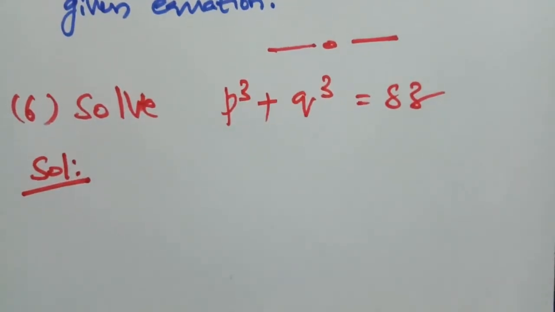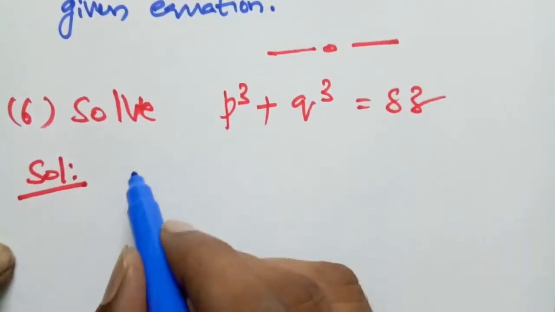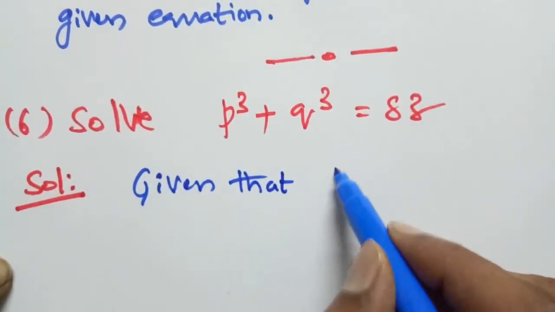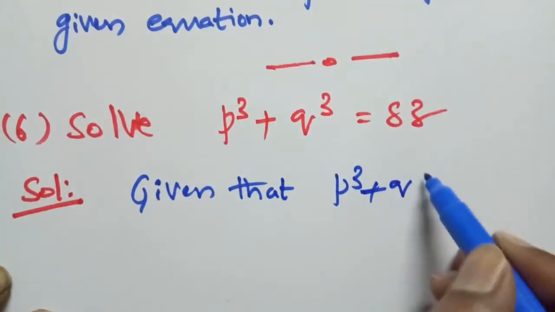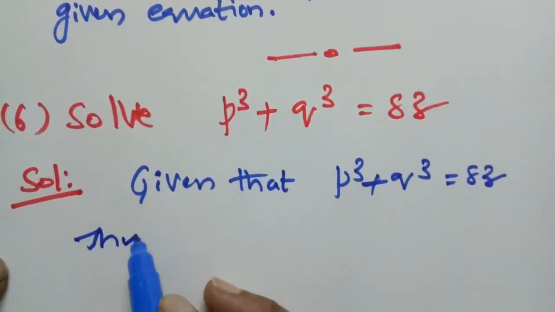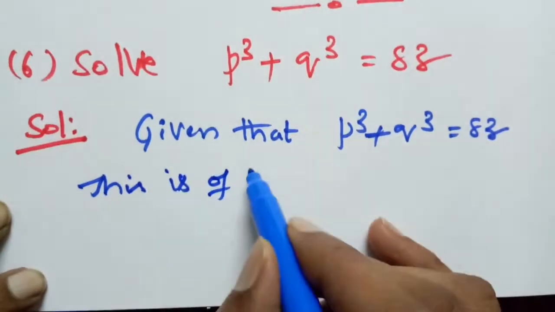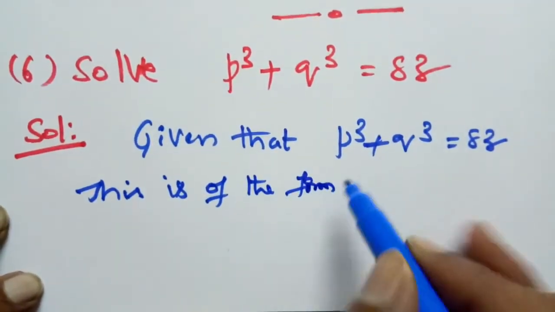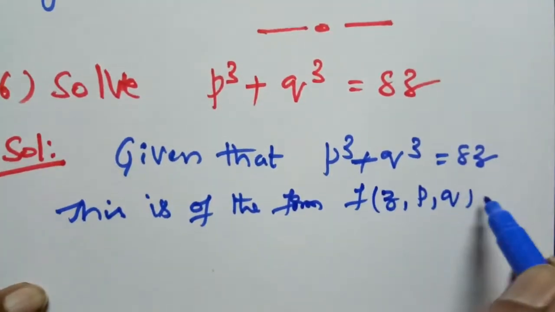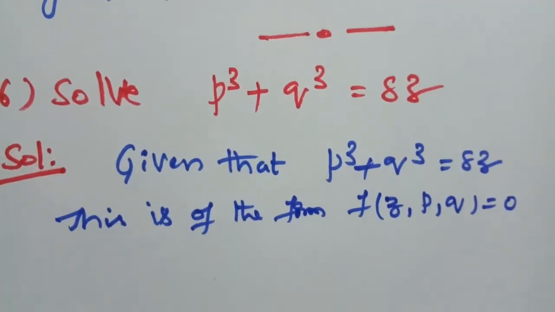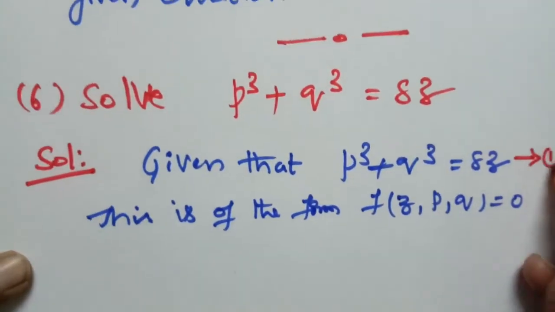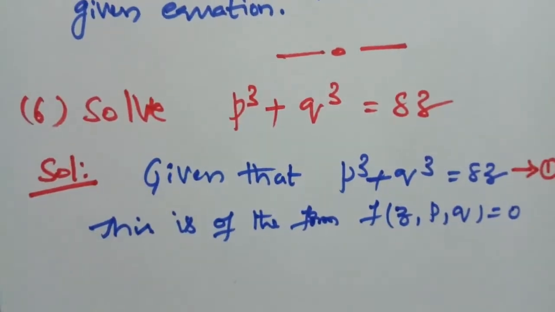Now write down the given equation. Given that p cube plus q cube is equal to 8z. This is of the form f of z, p, q equal to 0, as it contains only z, p and q. There is no x and y. Therefore, this is the standard form 3.